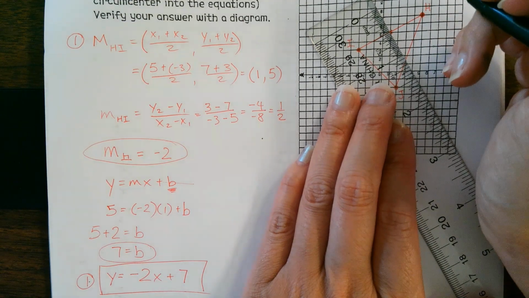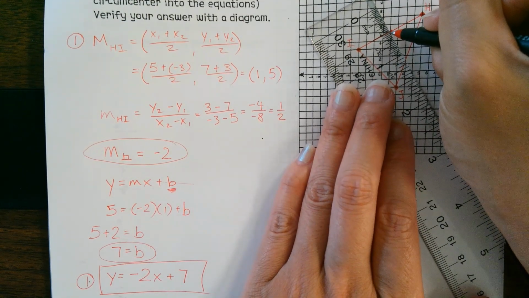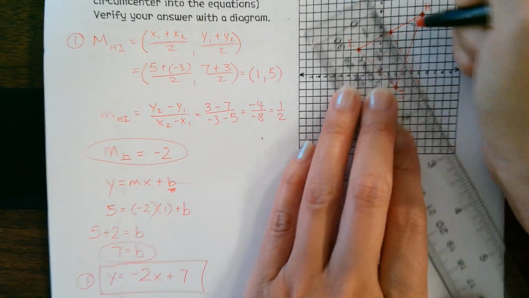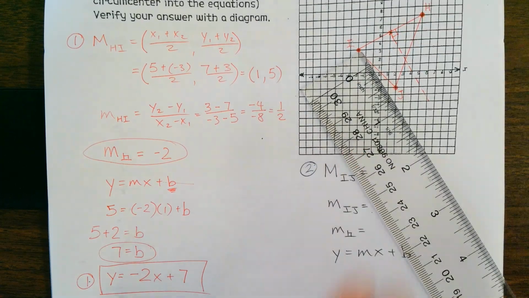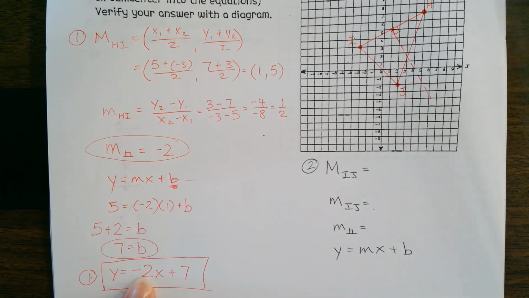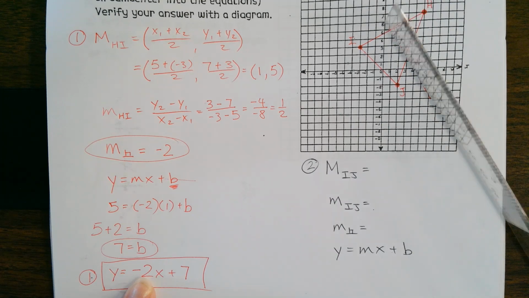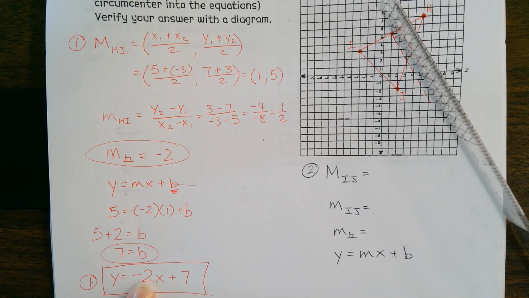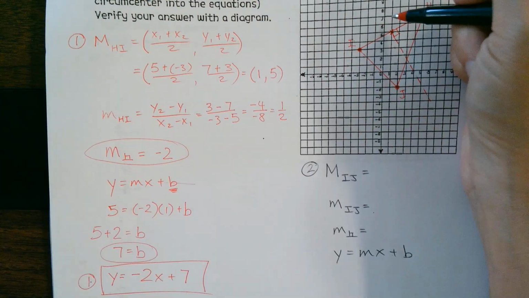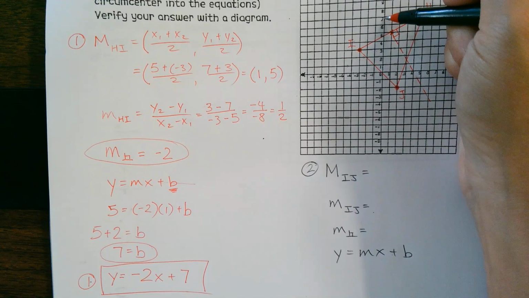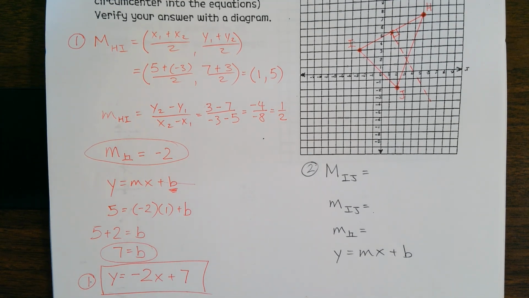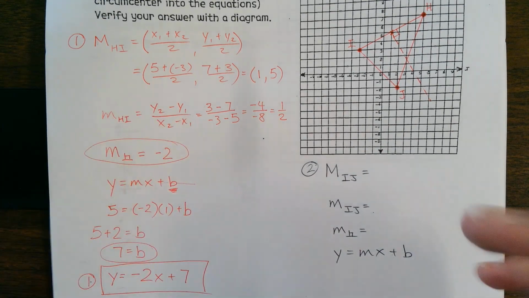Remember, you are given a graph, so you can verify it to see if it makes sense. This is my right bisector line. Negative slope. Does this line have a negative slope? Yep. Does it look like it's going to go to a y-intercept of 7? Yep, 7 right here. If I extend that line, it will go through 7. So I feel pretty confident about my first equation. How many of you got this first equation? Awesome. Second equation. Now it's just deja vu.